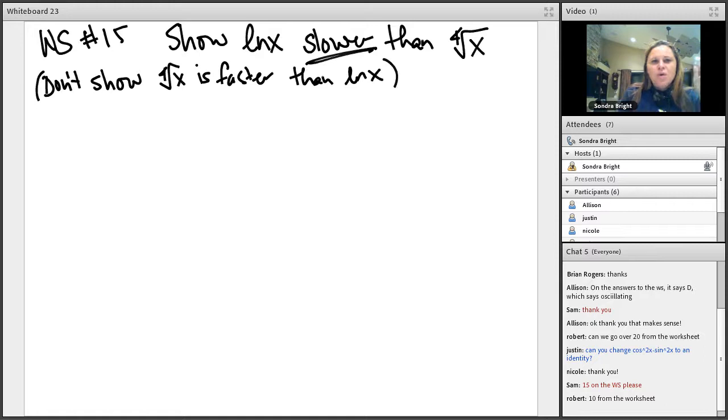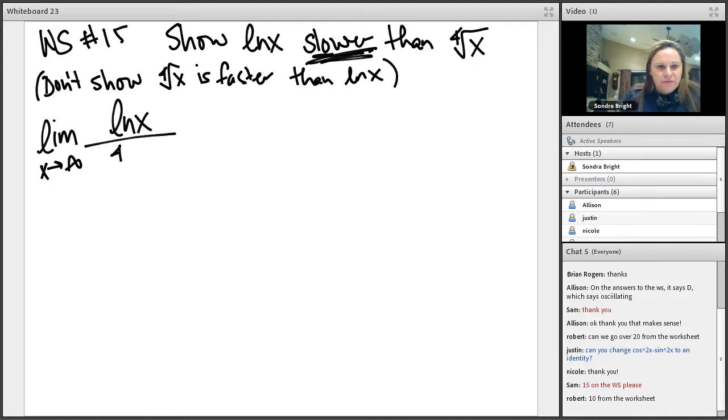Does that make sense? We're testing on whether you know how to say that the natural log of x is slower, and that's when you take the limit as x goes to infinity, and it ends up being 0. So don't flip it and show that the other one is faster, even though, yes, it'll work, but that's not what we're looking for. To show that it's slower, we want to take the limit as x goes to infinity of the top being the natural log of x, the bottom being the 4th root of x.